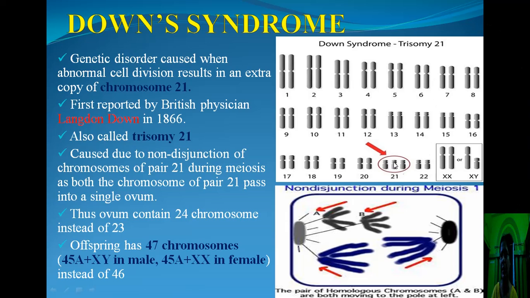In this diagram you can see all the chromosomes are normal from 1 to 20. The 21 set contains 3 chromosomes instead of 2. The normal set contains 2 chromosomes, but here the 21 set contains 3 chromosomes. Next, this is the non-disjunction process, during which the 2 chromosomes are going to one pole, both are going to one pole. So when the 21 chromosomes go to one pole during oogenesis, this results in the formation of the ovum which contains 24 chromosomes.